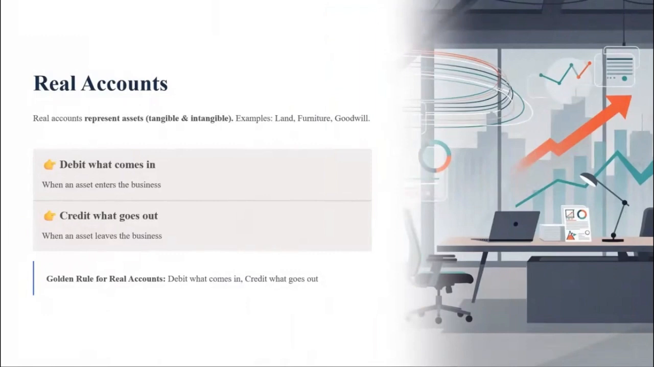Real accounts represent the things a business owns, its assets. These can be tangible, like land, buildings, and machinery, or intangible, like goodwill and patents. These items are more or less permanent and stay with the business to help it generate revenue. The golden rule for real accounts is: debit what comes in and credit what goes out.